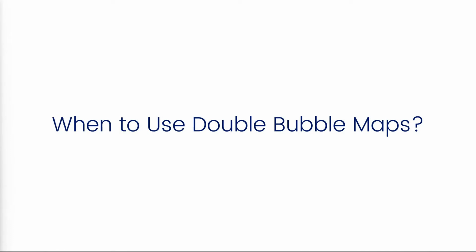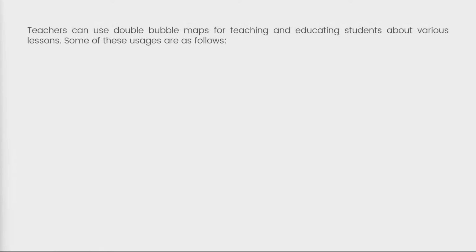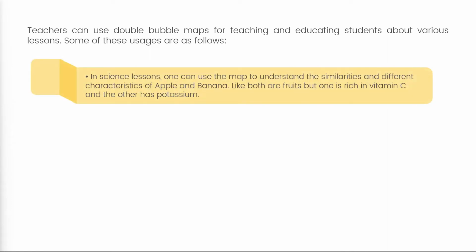When to use double bubble maps. Teachers can use double bubble maps for teaching students in various ways. Some of these uses are as follows. In science lessons, you could use the map to show the similar and different characteristics of apples and bananas. Both are fruits, but one is rich in vitamin C and the other is rich in potassium.